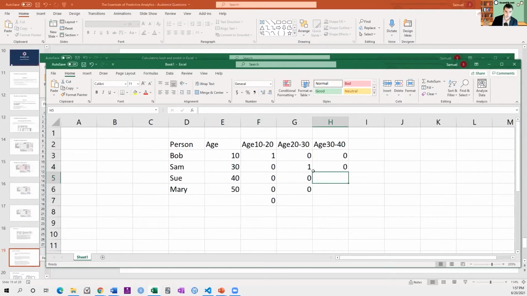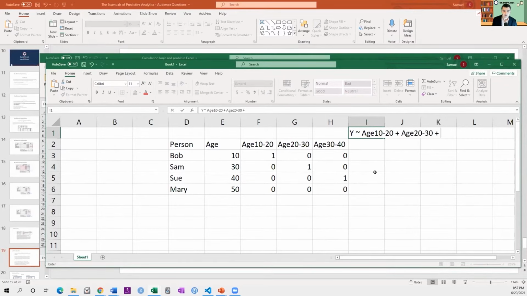We'll have to assume that this is not inclusive of 30. Okay, so now you'd have these variables. So you could fit a model like this: Y is age 10 to 20 plus age 20 to 30 plus age 30 to 40. And these variables would be binary predictor variables. So each one of them would have a base level, which would either be 0 or 1. It would most likely be 0 because most people are not going to be in that bucket.